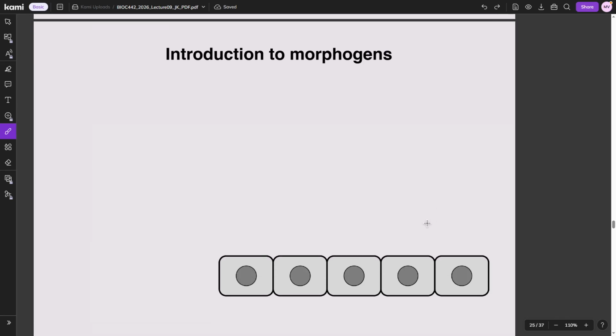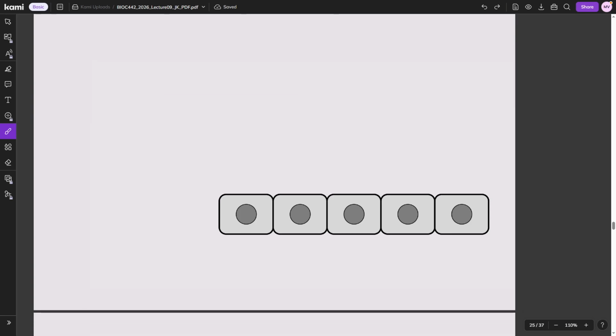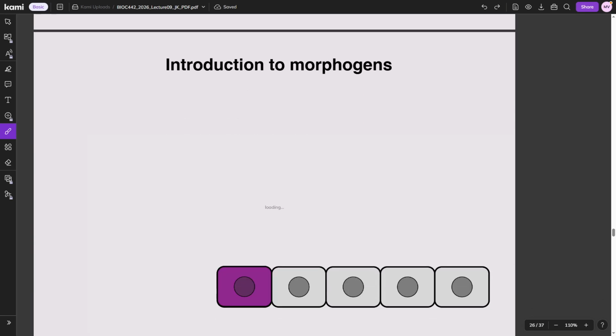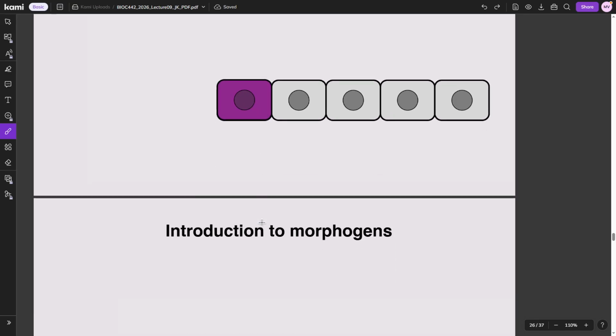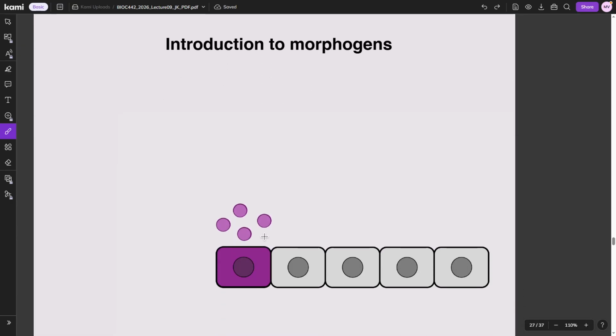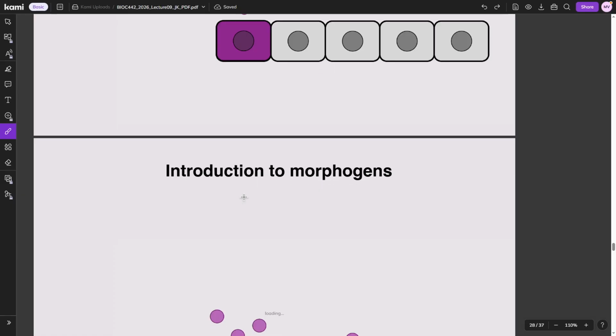So let's talk a little bit about morphogens, in terms of how they act and the system that they use. Here I've got for you a set of 5 cells. And we're going to say that this cell right here has some sort of morphogen that it's going to release to all the other cells. So it's going to release this chemical into the environment, or into this extracellular matrix.